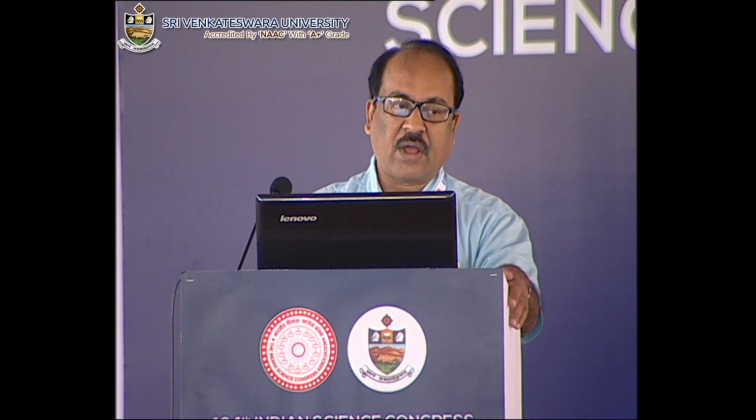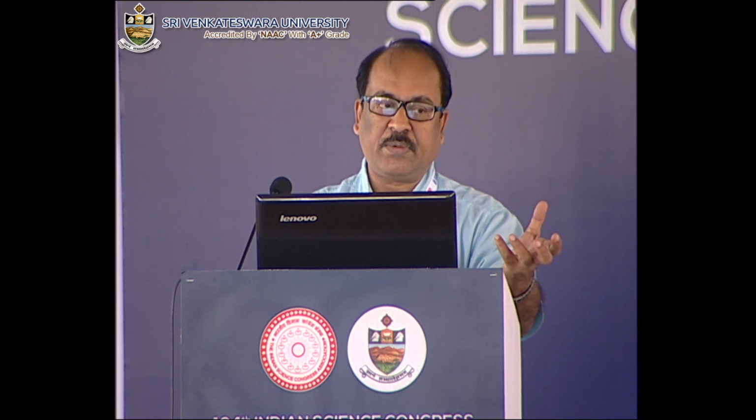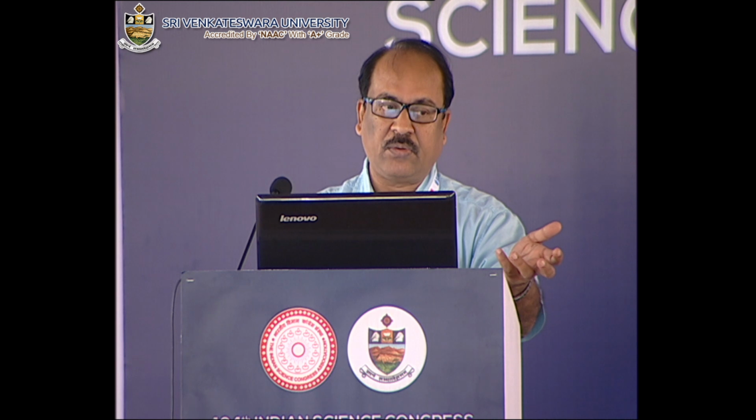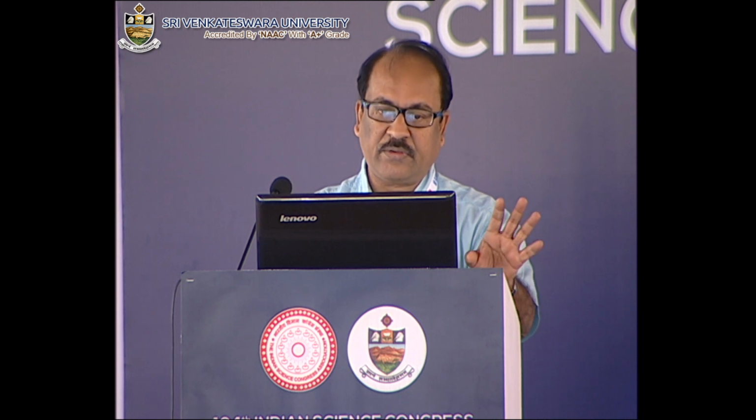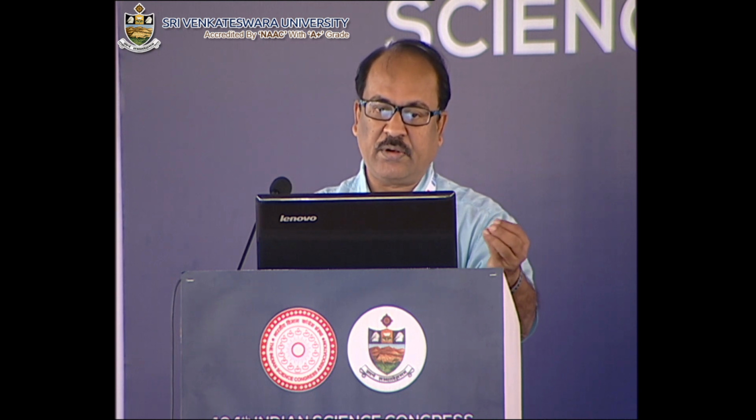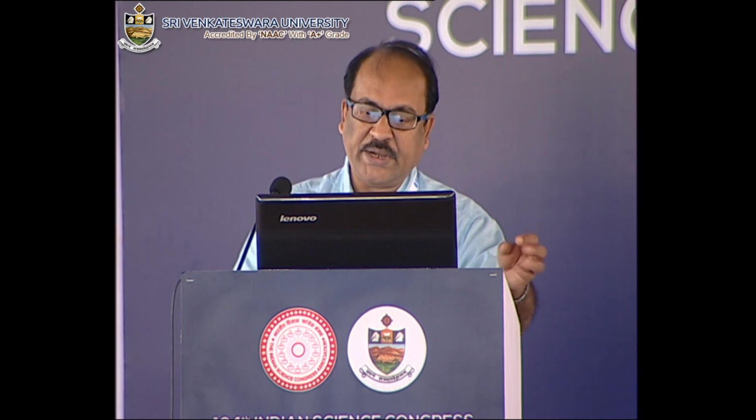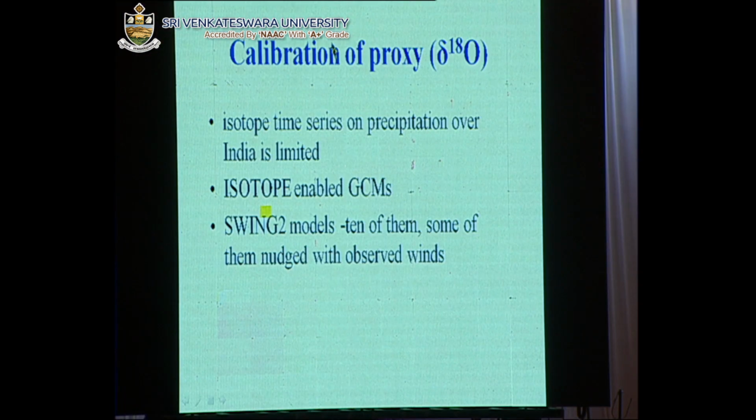One problem is that rainfall measurements are available for 100 years, mainly in metros. But if you want isotopic composition, it is not available. Isotopic composition is available in very few places over India. So what we do is we run what are known as isotope-enabled general circulation models. Just like Dr. Krishnan showed you results from general circulation models, there are models which, in addition to simulating the precipitation amount, can also simulate the oxygen isotopic composition at various places.